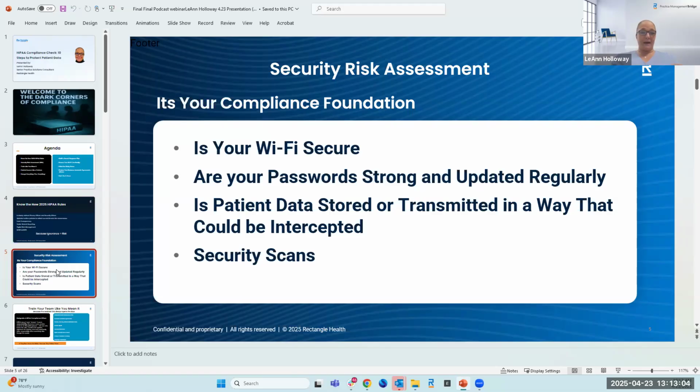If you can't produce documentation, like, is your Wi-Fi secure, let's say, are your passwords secure and updated, or have you completed your security practice scans? Honestly, it's like it's never happened.